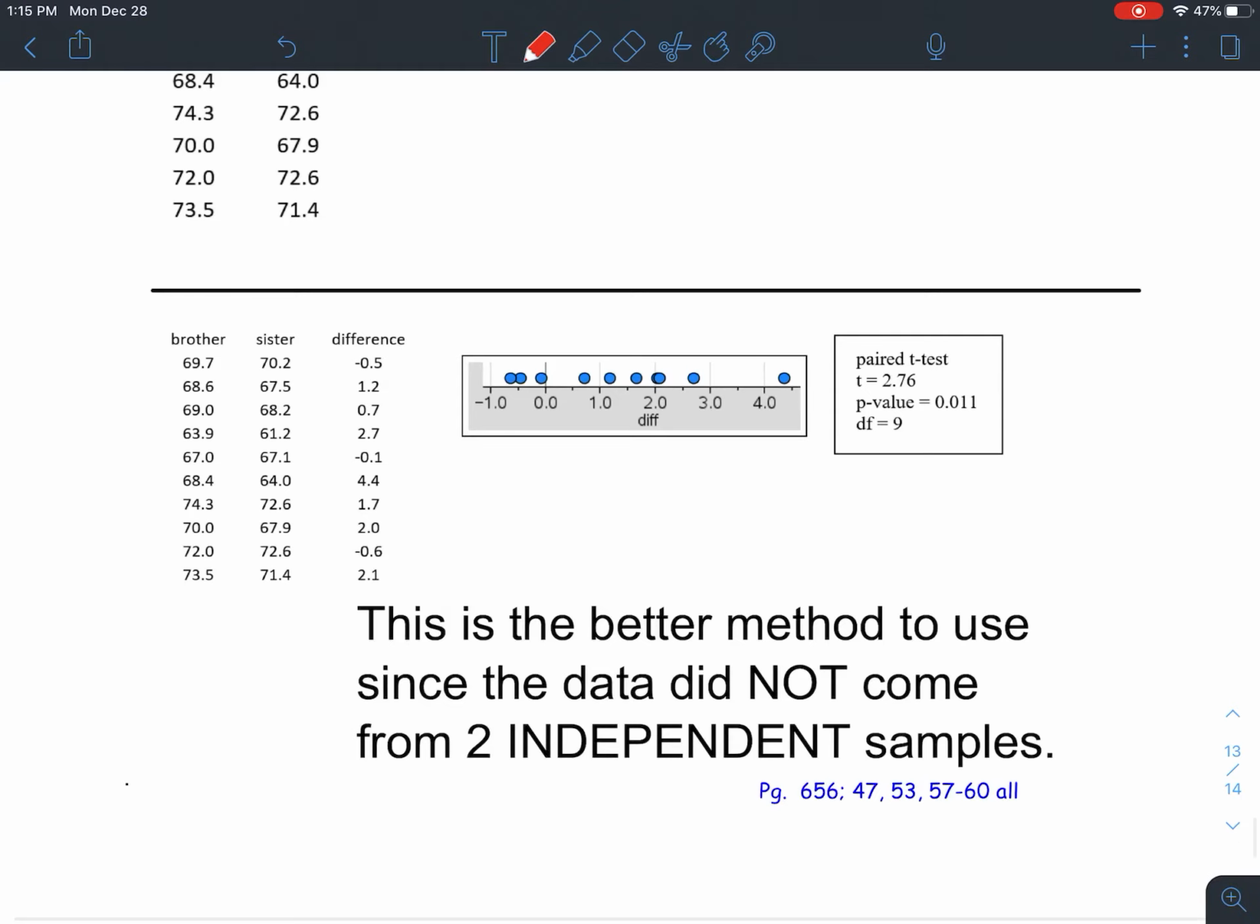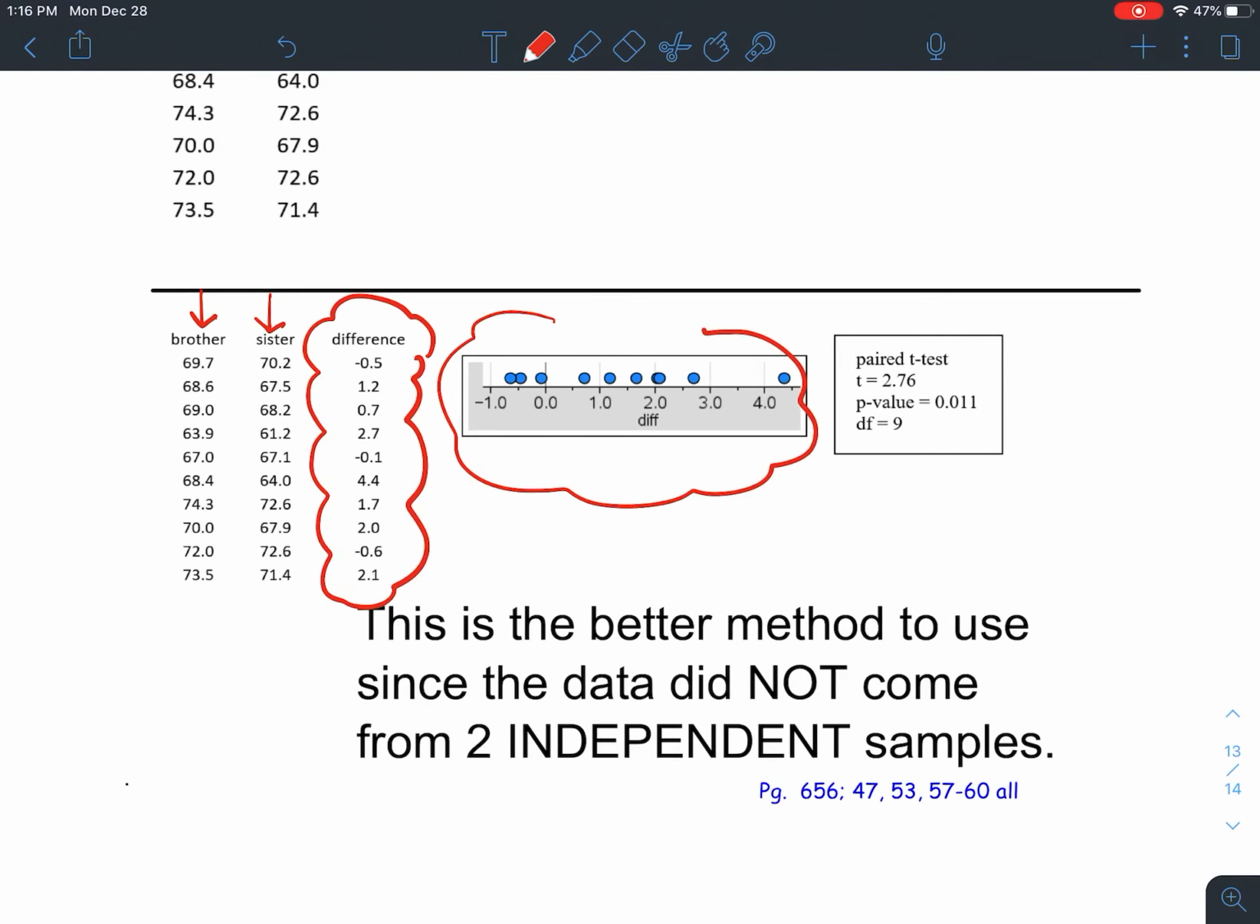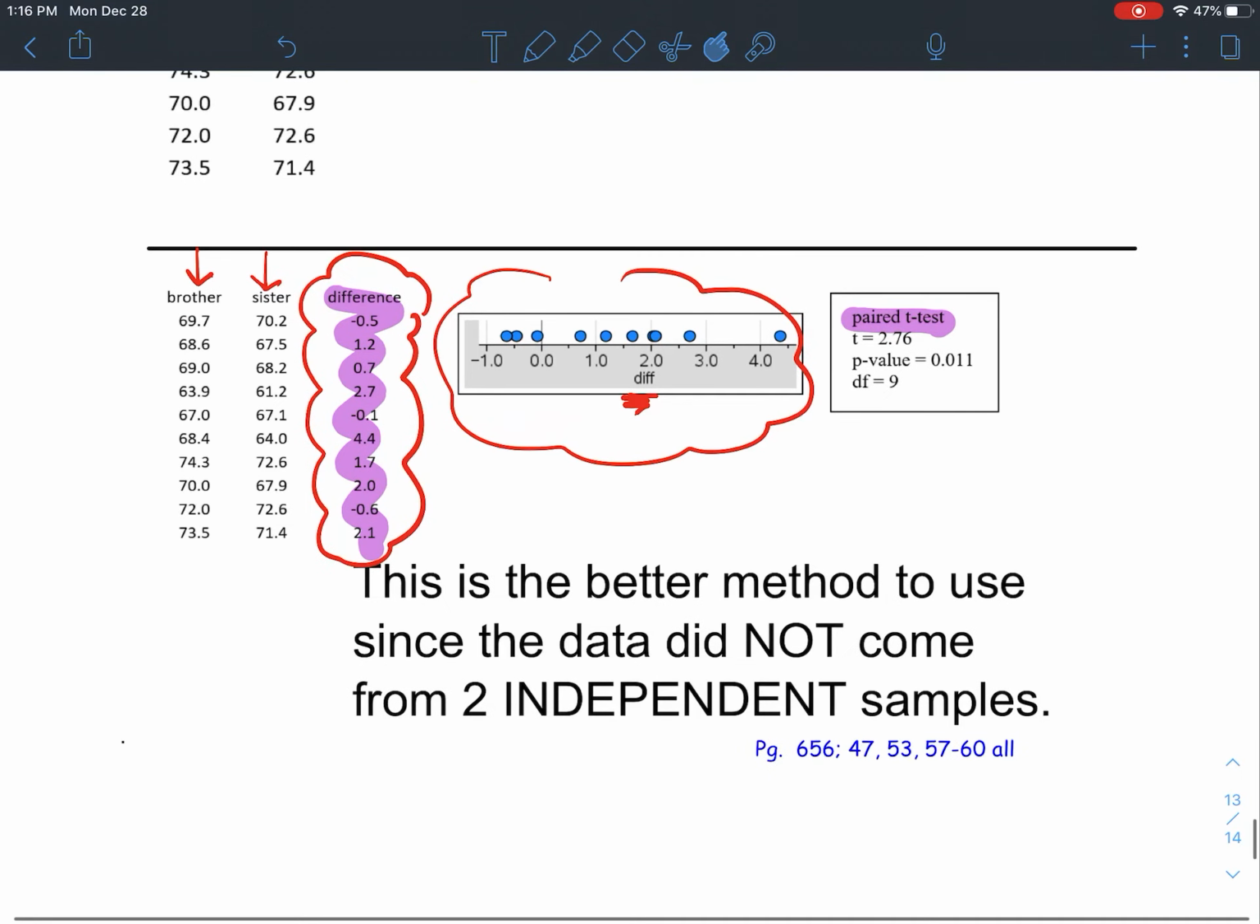But let's go ahead and look at the example here at the bottom. That would be taking the brother data, the sister data, and then notice we are subtracting the brother height minus the sister's height. Okay, and that results in just a single dot plot of the differences in their height. We have a single set of data here, even though we started out with two sets of data, because what we're actually examining here are the differences between those. That would be an example of a paired t-test.